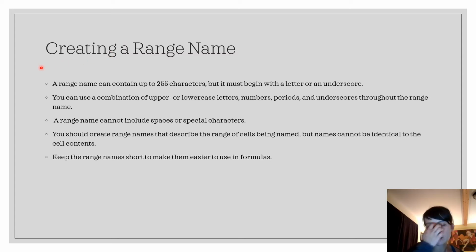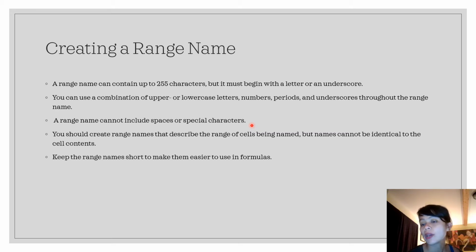So, in terms of creating a range name, what you need to remember is that a range name can contain up to 255 characters, but it must always begin with a letter or an underscore. Okay. You can use a combination of upper and lower cases, numbers, periods, and underscores throughout the range name. But make sure that you do not include spaces, so no spaces, and no special characters. Other than the underscore and the period, you cannot have any special characters. It must be all letters or numbers.